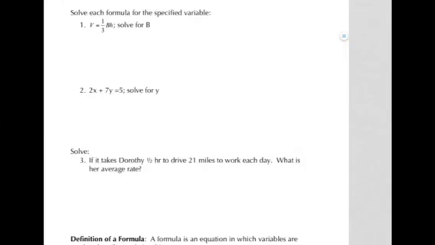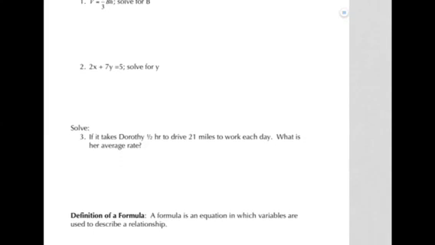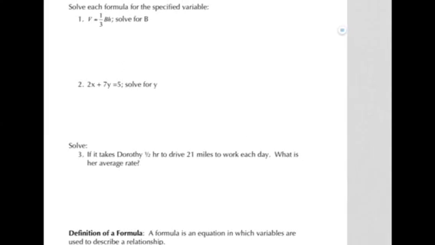If it takes Dorothy half an hour to drive 21 miles to work each day, what is her average rate? And it's okay if you don't remember how to do any of these. It's just that I want you to realize that maybe you don't remember how to do them. So if you do want to try them, feel free to try them now. I'll do those actually in the lecture because they'll show up again, I promise. So just try them now on your own, pause the lecture, and come back to the definition of a formula down at the bottom.